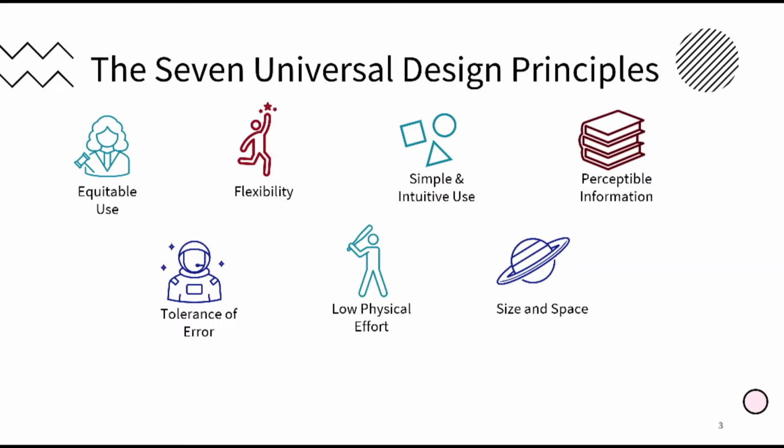Next is tolerance of error, which happens all the time. This helps with minimizing unintended actions, such as accidentally making a wrong selection at self-checkout and having the ability to delete the item. Next is low physical effort. This design helps with people's comfort, so doors can open easy and items are reachable and accessible. Lastly, size and space is having appropriate spaces for people regardless of someone's body size, posture, or mobility.